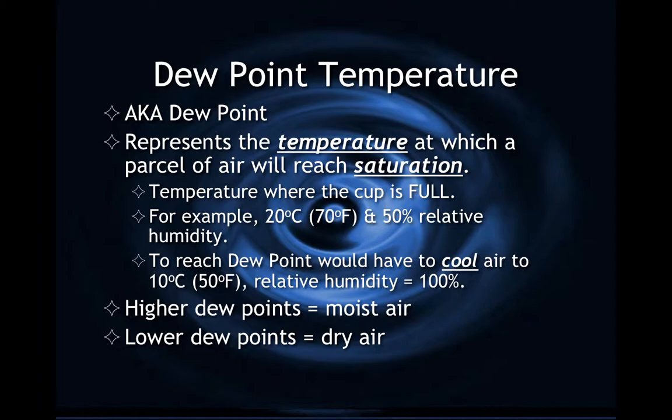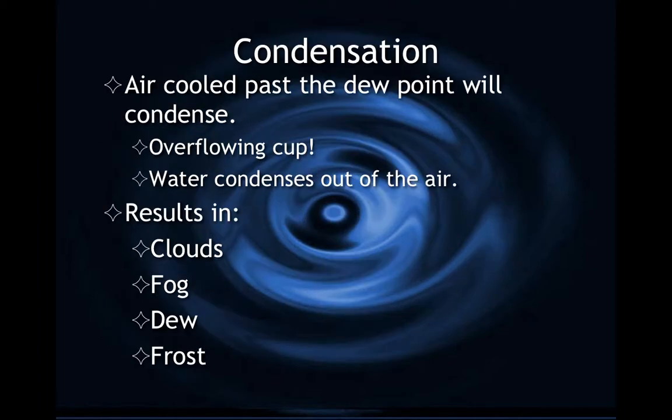If you cool it any farther, or you add even a tiny amount of water, what ends up happening is you get condensation. Okay, so air cooled past that dew point is going to condense, because it's like pouring water that's full absolutely to the brim into a smaller cup. The extra water that won't fit is going to come out of the cup. In our case, if we were looking at an actual cup, it would spill, but we don't have a giant cup in the atmosphere. What we see instead are clouds, or we would see fog, or we would see dew or frost. And so if you get to that point of condensation, you get those results.